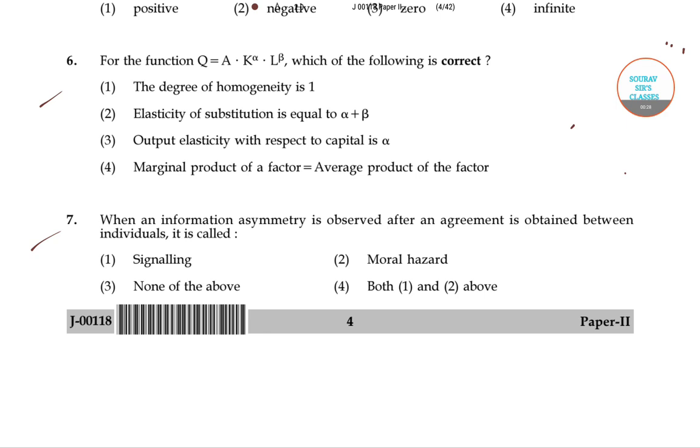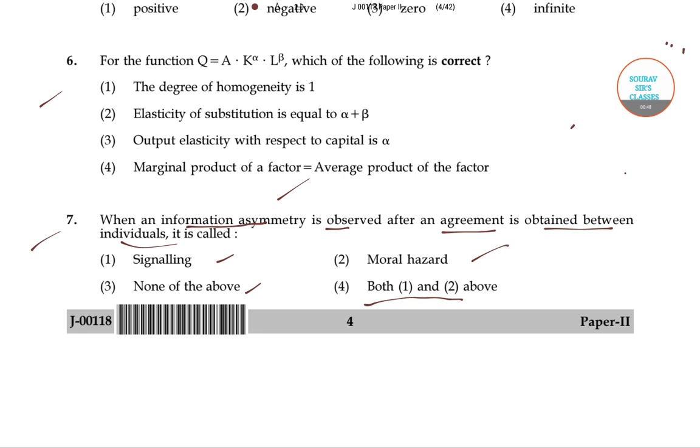In question number 7 it is given: when an information asymmetry is observed after an agreement is obtained between individuals, it is called: 1. signaling, 2. moral hazards, 3. none of the above, 4. both 1 and 2. So when an information asymmetry is observed after an agreement is obtained between individuals, it is called what?